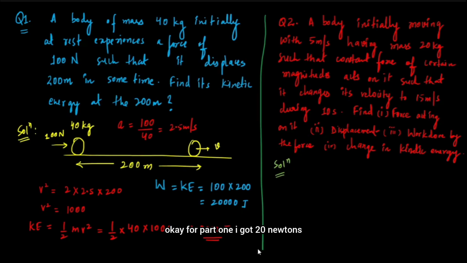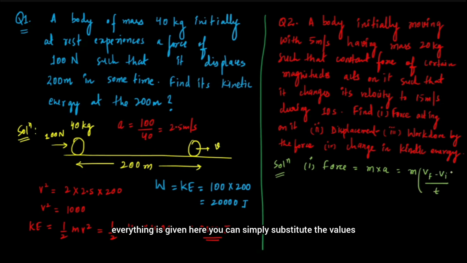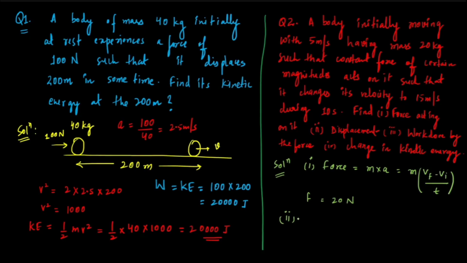Okay, for part one, I got 20 newtons. Yeah, correct. So we can write force as mass times acceleration, and in this case, acceleration can be calculated using the first equation of motion. Everything is given here. You can simply substitute the values and you can get the value as 20 newtons. Right. Second one, I'm doing it.